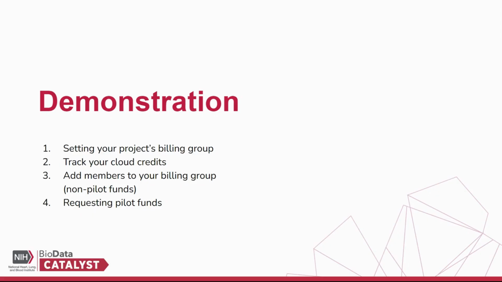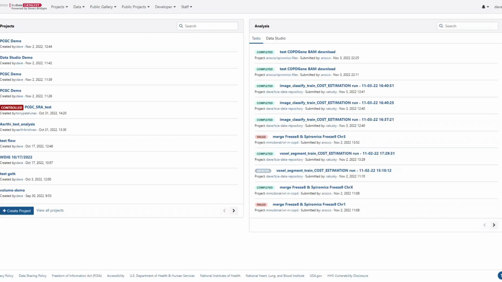For the demonstration, we will change a project's billing group, explore the cloud credit tracking capabilities of the payments page, add a member to our invoice billing group, and lastly, review how to request pilot funds from NHLBI. The next screen you will see is the platform dashboard, as I am already logged in to Seven Bridges. As you can see, I'm already logged on to the dashboard.